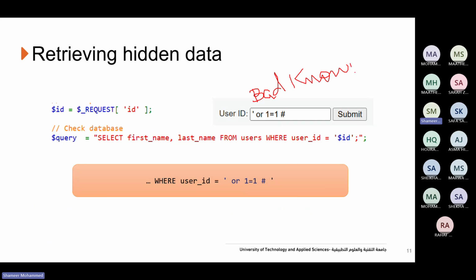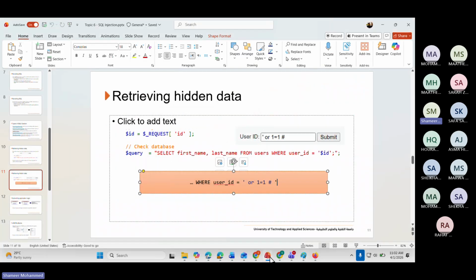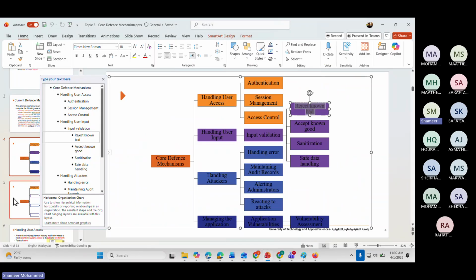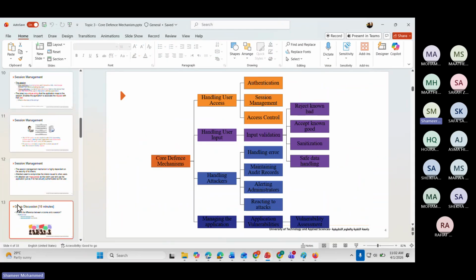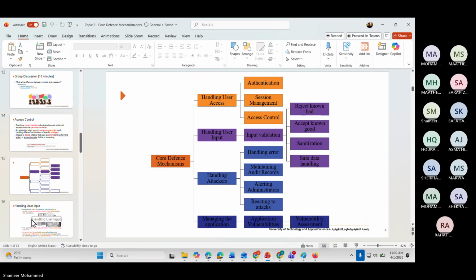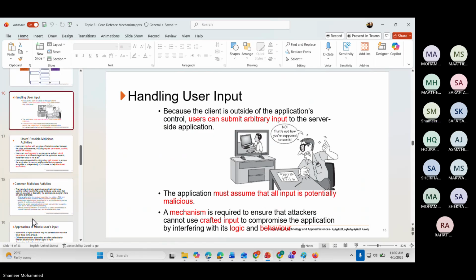So you don't allow the user to type in the user ID except numbers, don't allow any special characters. This type of preventive measures, defensive measures you can take to avoid this type of attack. Understand? This is a blacklist. These are the blacklist data items what you studied in lecture 3, core defense mechanism, handling the user input.